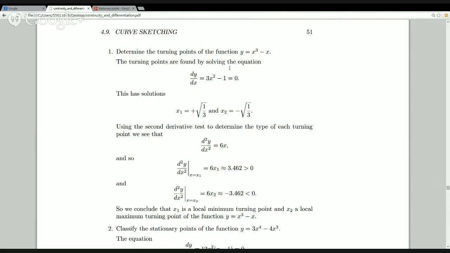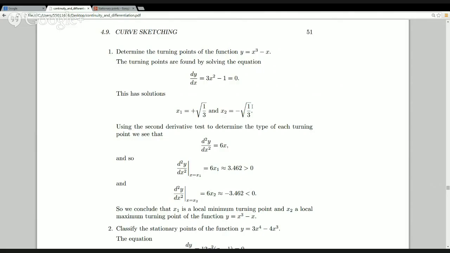And that equation isn't too hard to find the roots of. You're just moving the -1 and the factor 3 over to the other side, taking square roots. So you see it's got two solutions, plus root of a third and minus root of a third. So those are the two locations of the stationary points of this function.